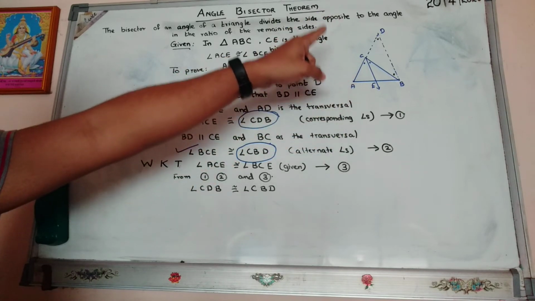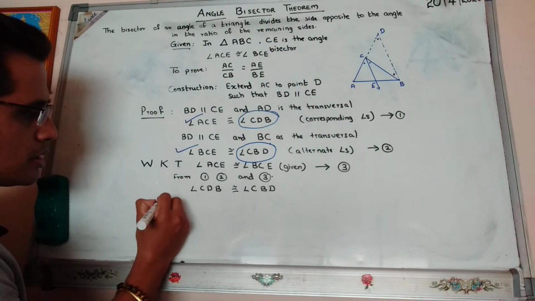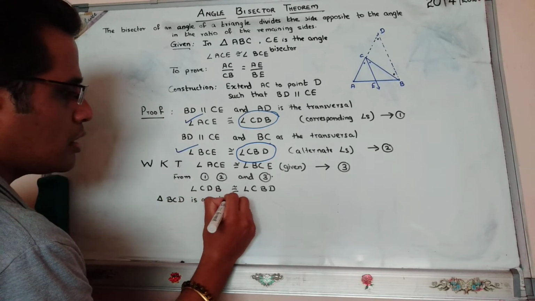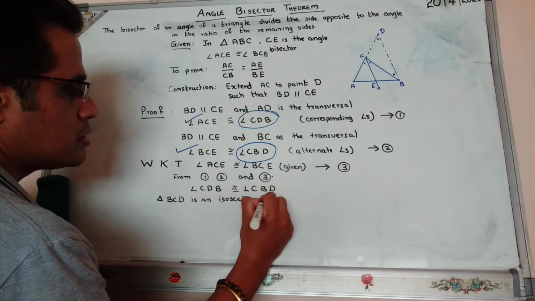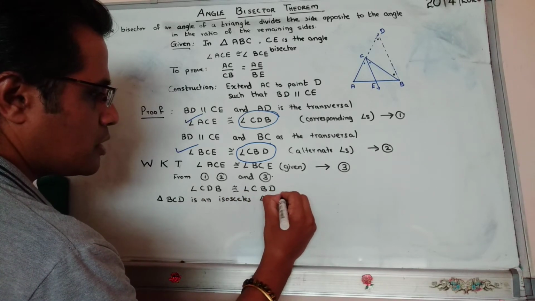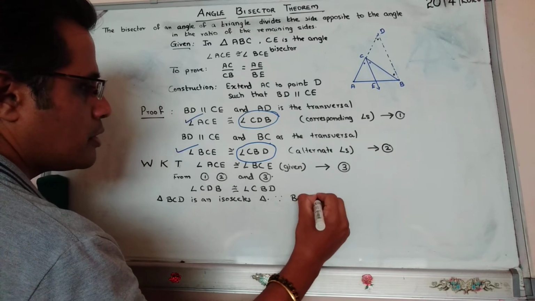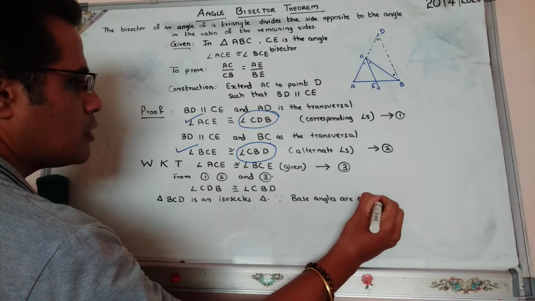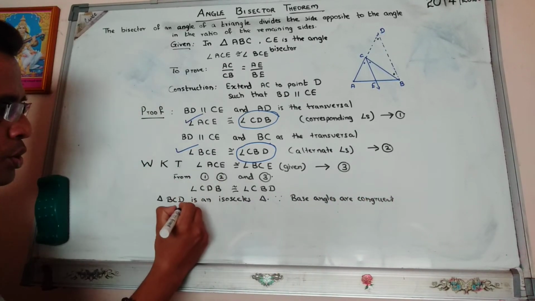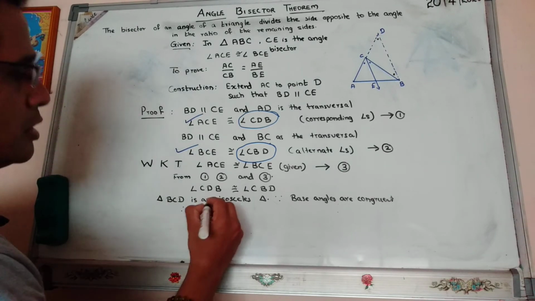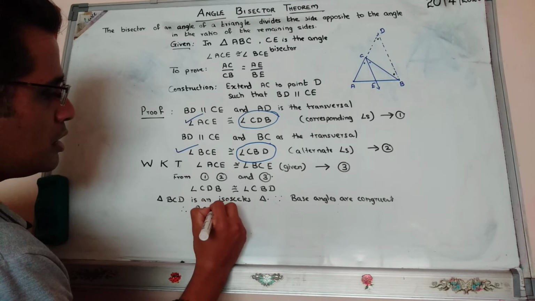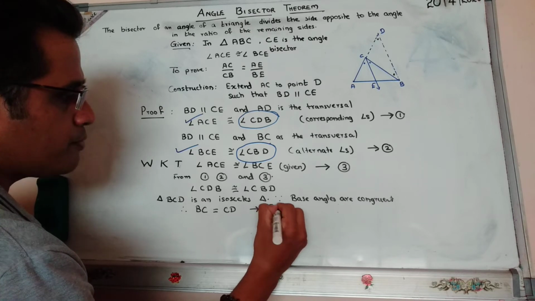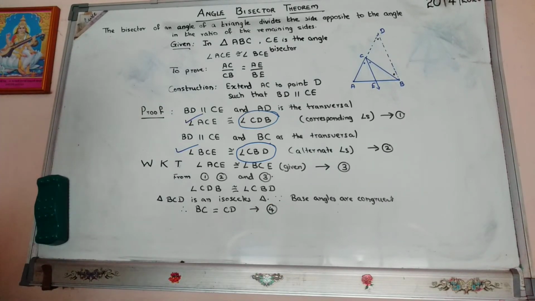So triangle BCD becomes an isosceles triangle. Base angles are congruent. So which two sides will be equal? BC equal to CD. This is my equation number 4.